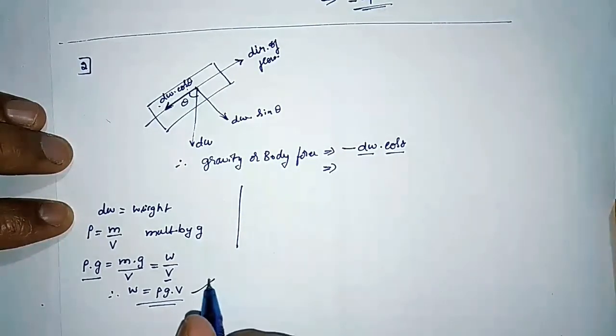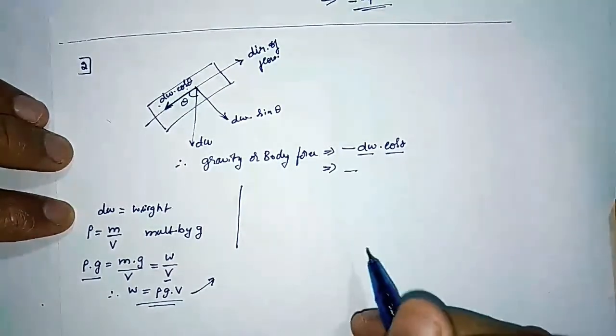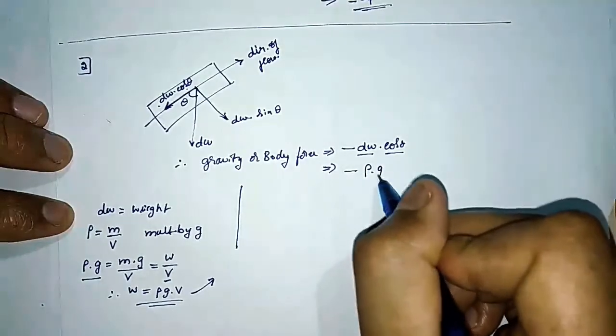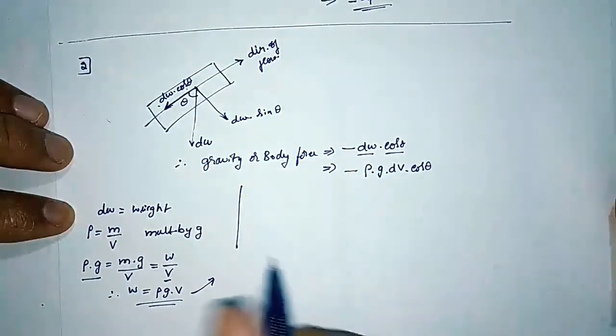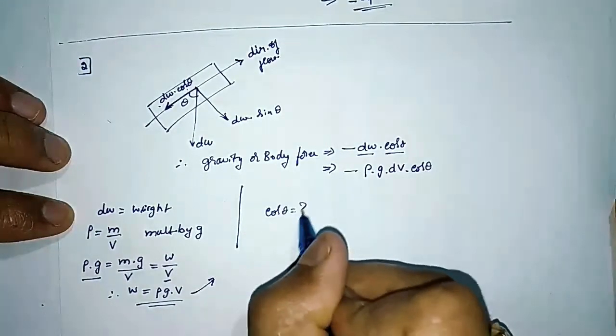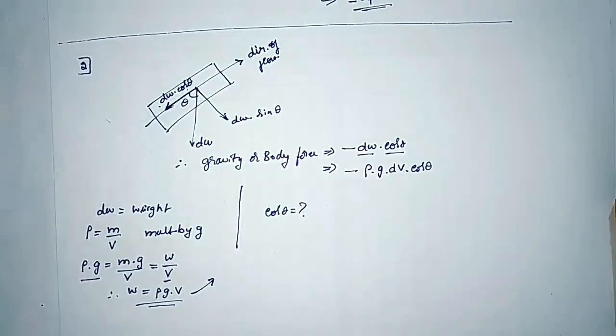Now we will substitute this equation in that previous equation. So minus, instead of dW, rho g dV, where dV is a small element of volume, into cos theta. Now what is cos theta? For that we will refer to the first diagram.